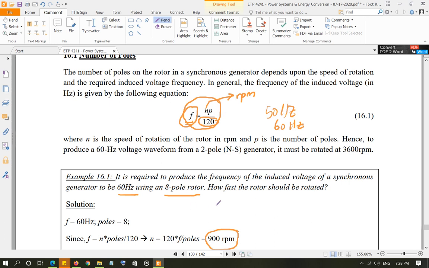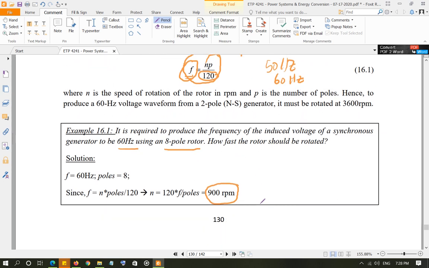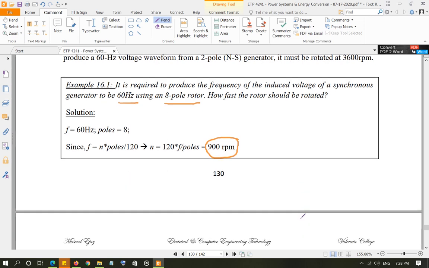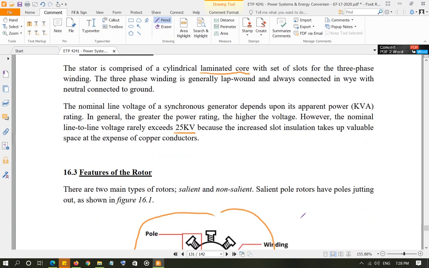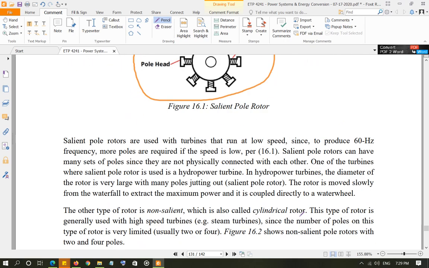That means salient pole rotors are used where the turbine is rotating at a lower speed. And in general, they are used with waterfalls, the hydro power plants, because in hydropower plants the turbine is huge, the rotor is extremely large, and when the water falls on that, it rotates slowly. So to produce the same 60 Hertz, even if it is rotating slowly and if you have more poles, it will still produce 60 Hertz, 60 cycles per second for the induced voltage frequency.